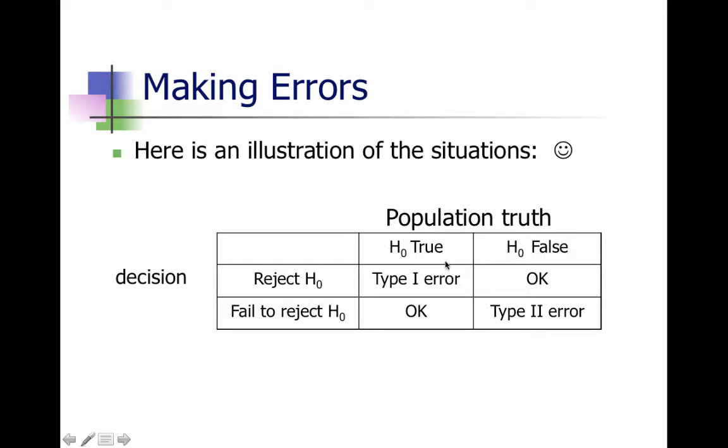So, our null hypothesis being true or our null hypothesis being false. If our null hypothesis is true and we reject it, we made a type 1 error. If we fail to reject it, we're good to go. If our null hypothesis is false and we reject it, we are okay. If our null hypothesis is false and we fail to reject it, we have made a type 2 error.